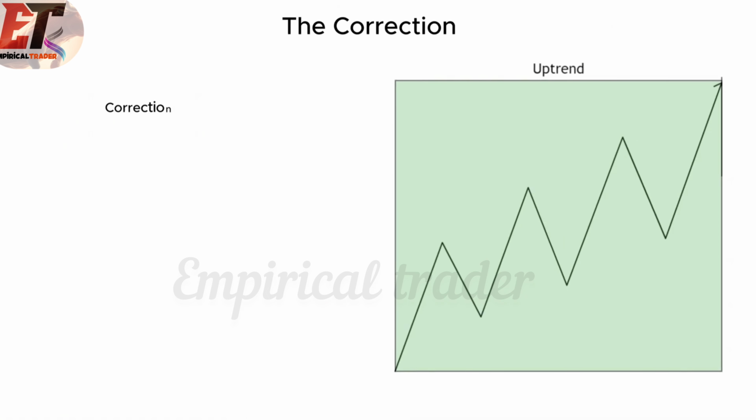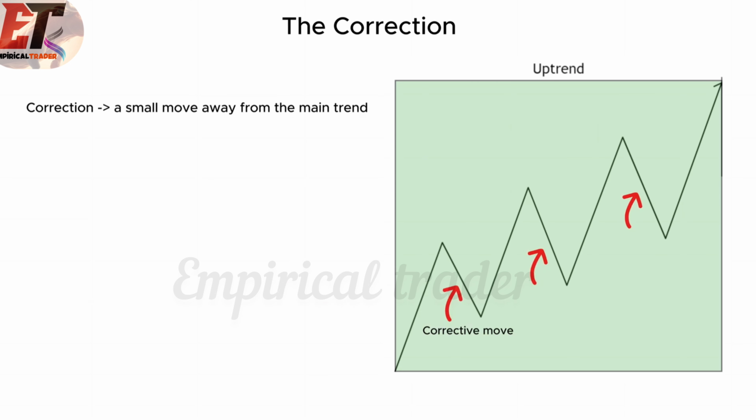Now let's get into the second type of movement, which is the corrective move, also named as a correction. A correction moves against the main trend, but without breaking the main structure of the trend. This move is also called a pullback in uptrends. The correction is the move that forms the higher lows. We have multiple corrections if you see. So each time the price forms a higher low in an uptrend, that is a corrective move.